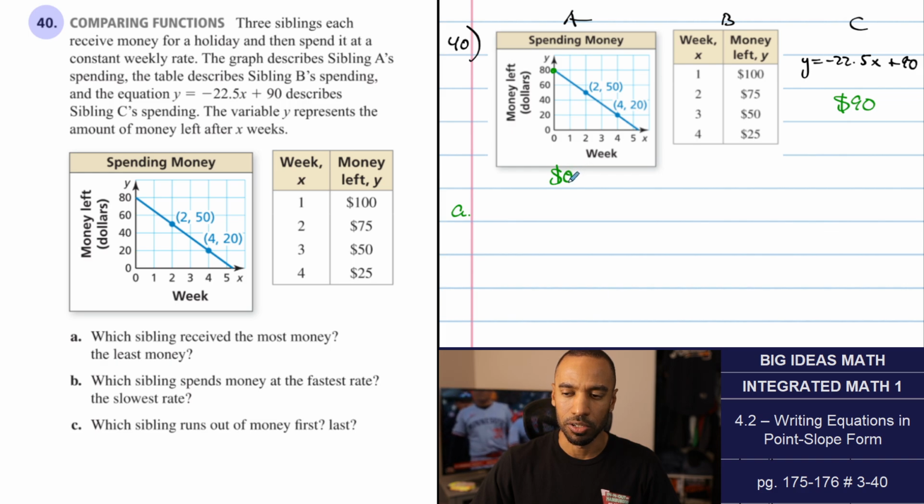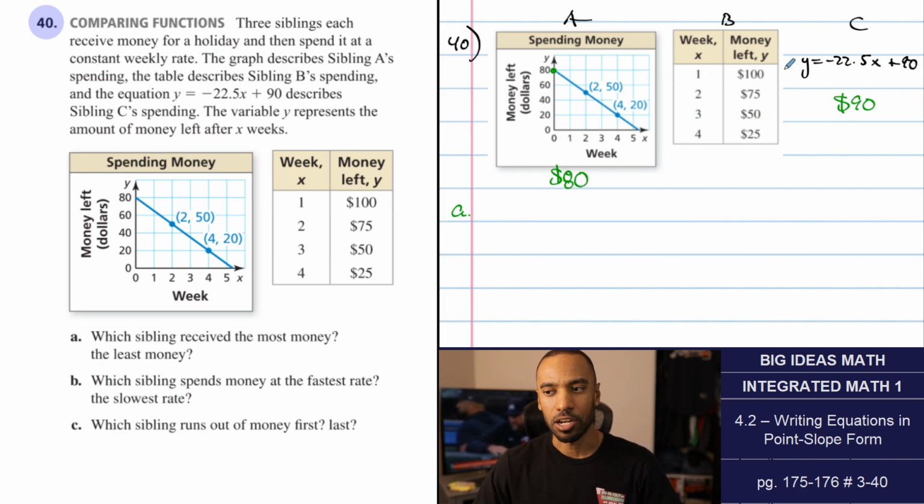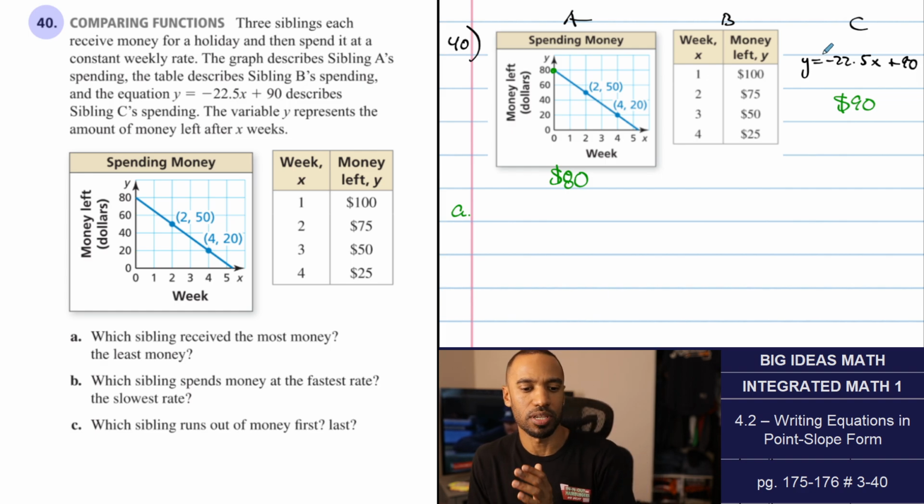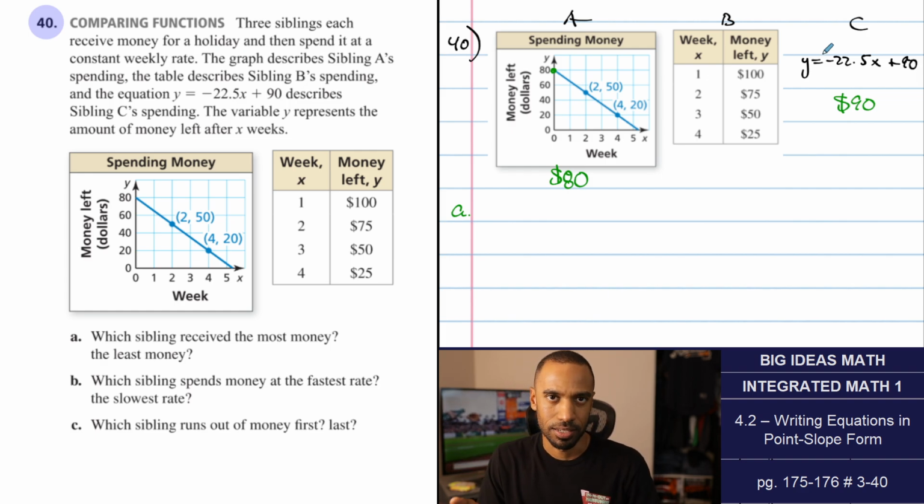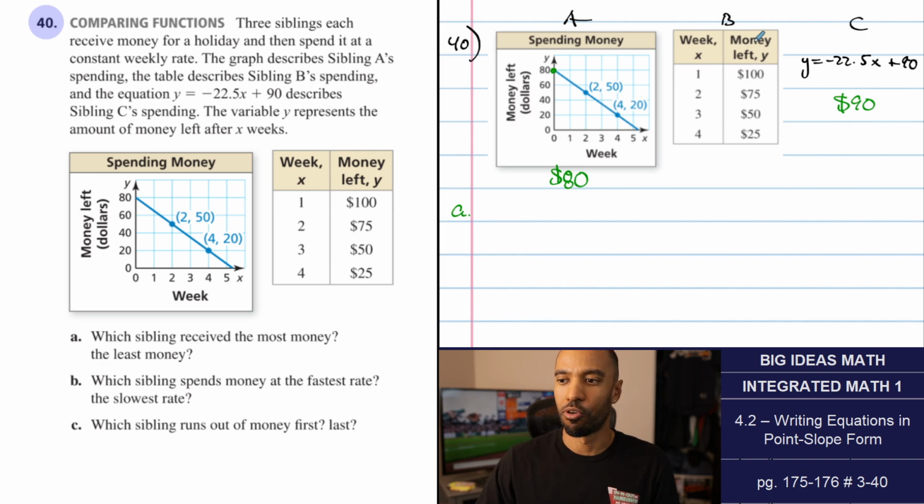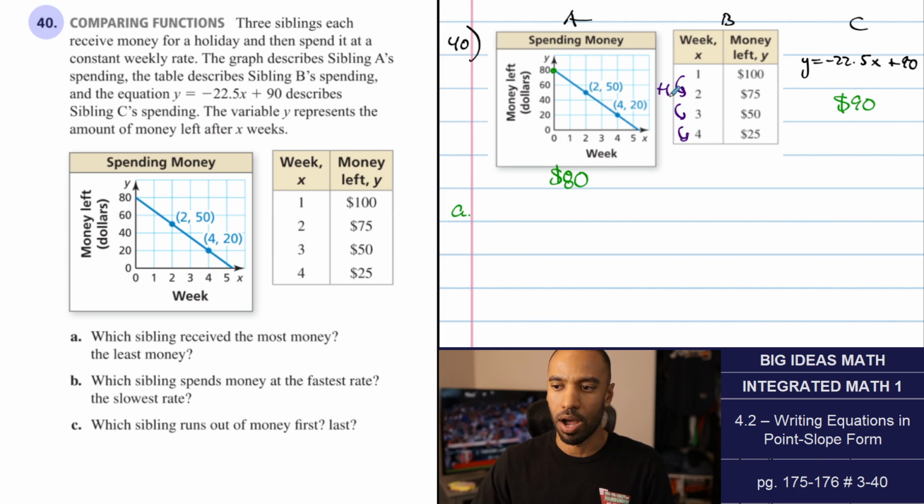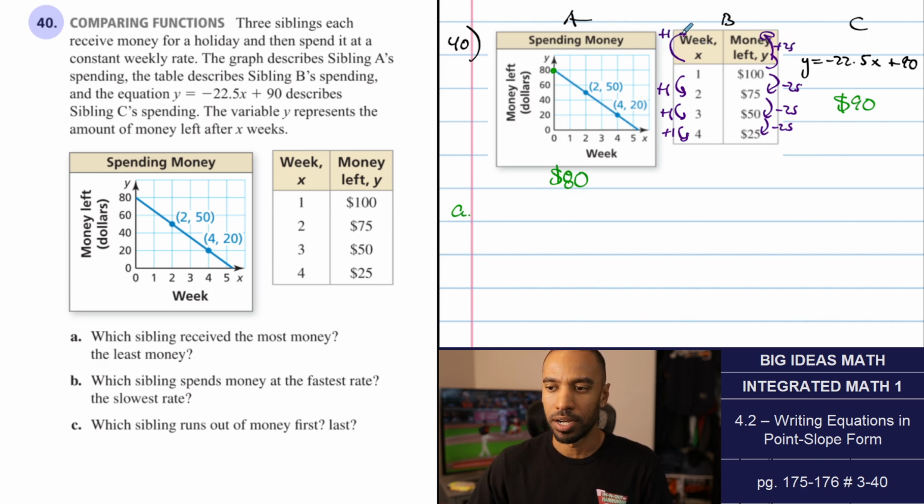They received $80. This one, we can't actually see the information. I don't know if we're supposed to get into that stage here of point-slope form. I think I'm going to ignore it as long as I can. As this increases by 1, this decreases by $25, which means if we go 1 week back from here, we can add $25, which means that's $125. So they received $125 to begin with.